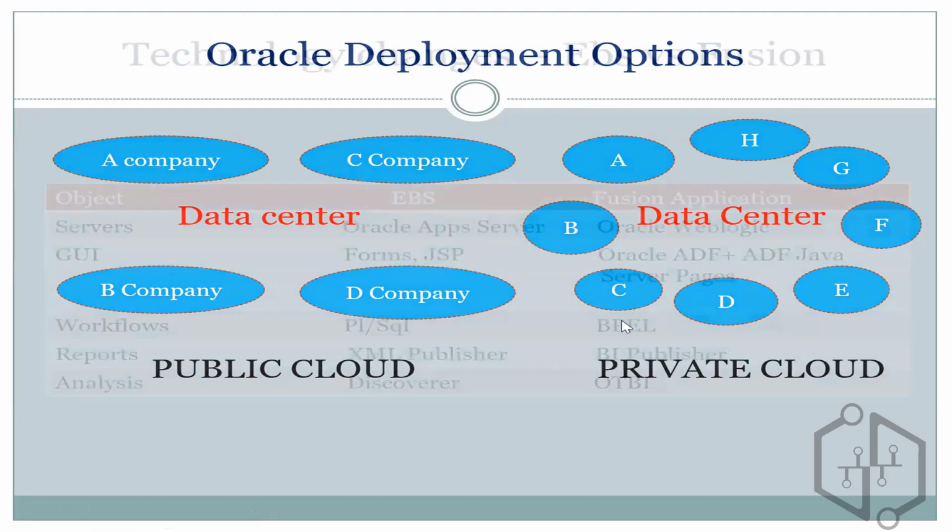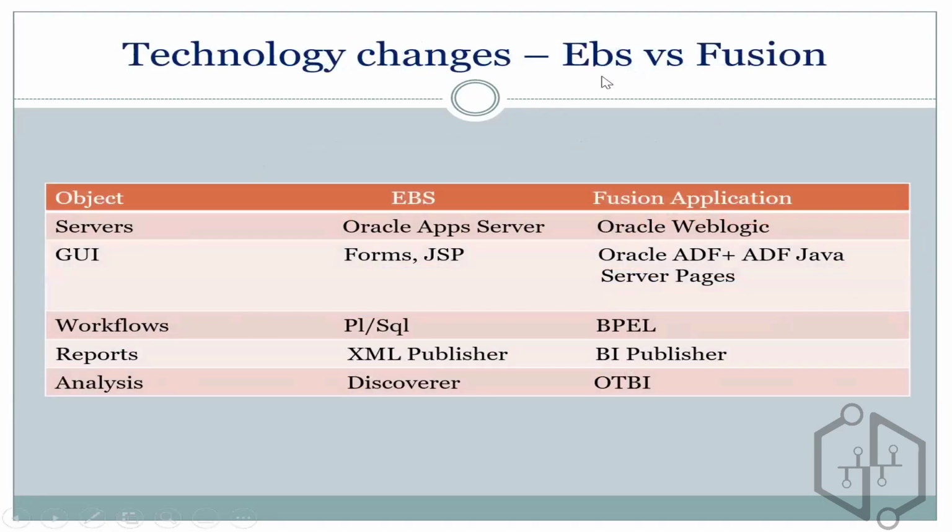So these are the technology changes, EBS versus Fusion. In EBS we have Oracle App Servers. In Fusion we have Oracle WebLogic. For GUI we have Forms and JSP pages, and in Fusion applications we have Oracle ADF Java Server Pages. For workflows we have PLSQL, and we have BPEL. For XML Publisher in EBS, in Fusion applications we have BI Publisher.